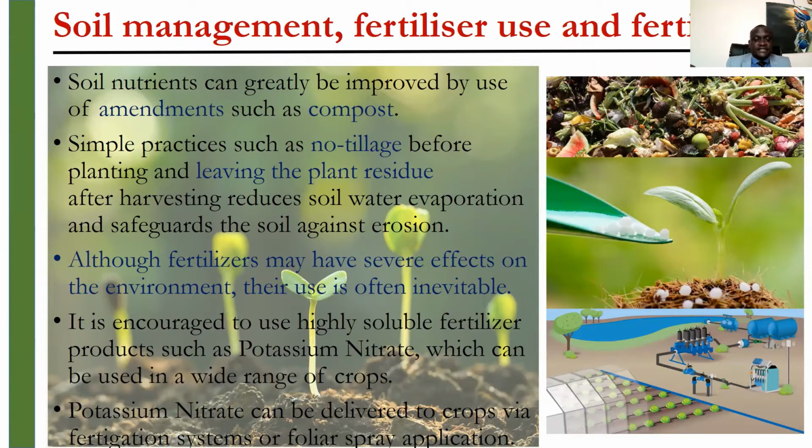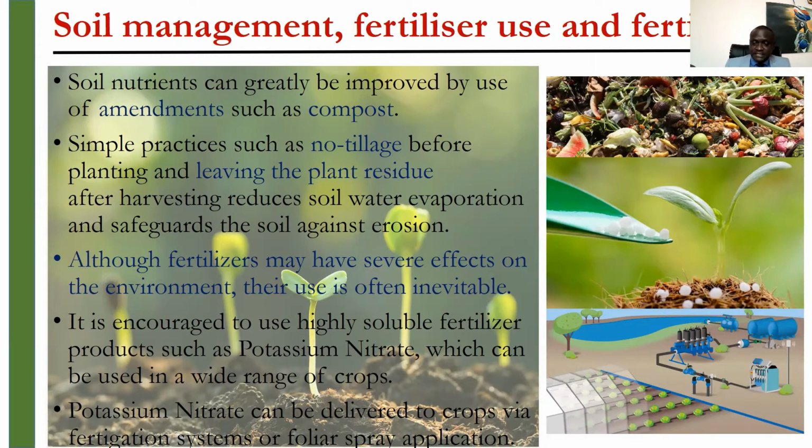So again, although fertilizers may have very severe effects in the environment, their use is often inevitable. And in this case, it is encouraged to use highly soluble fertilizer products such as potassium nitrate, which can be used in a wide range of crops. And of course, potassium nitrate can be delivered to crops via fertigation systems or even foliar application.